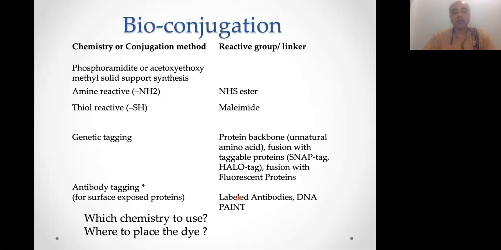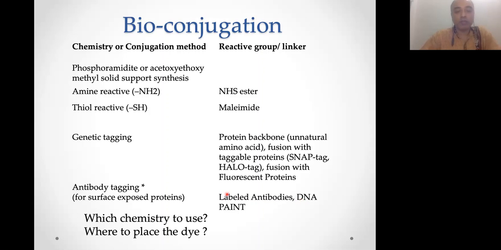If your proteins are on the surface of the cell or easily accessible, then you can of course tag them with nanobodies or labeled antibodies, or the tag could be in the form of a DNA-PAINT system, which you might have also heard about.